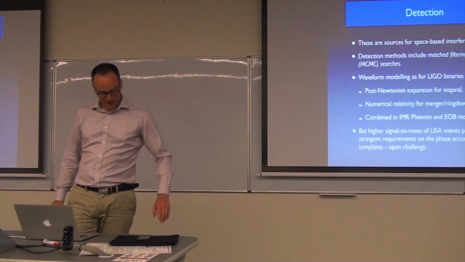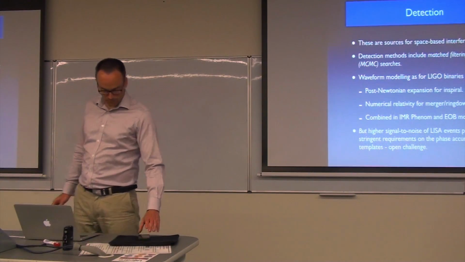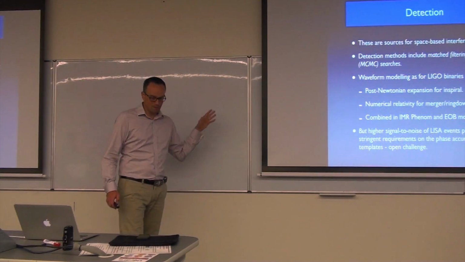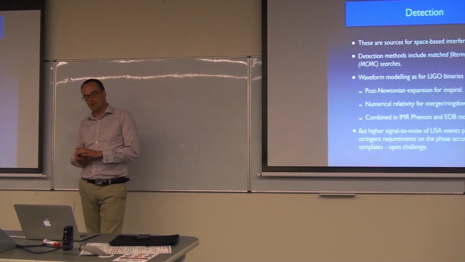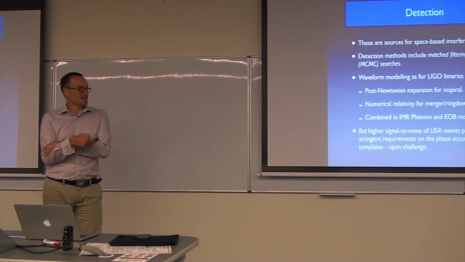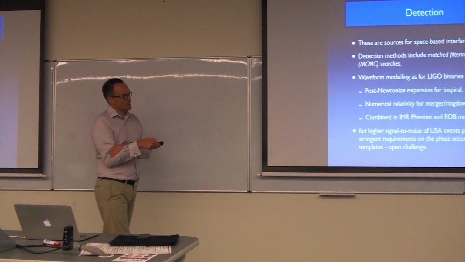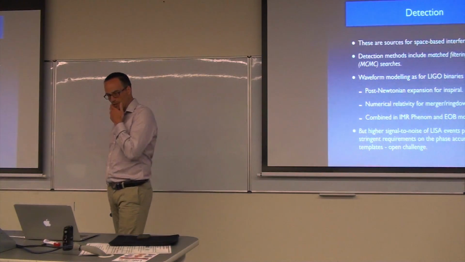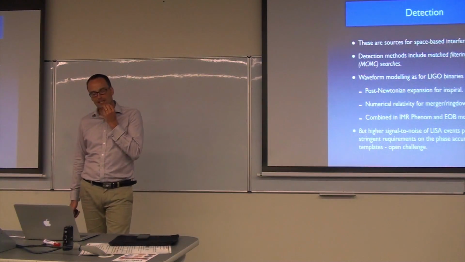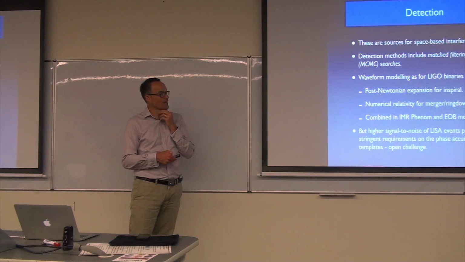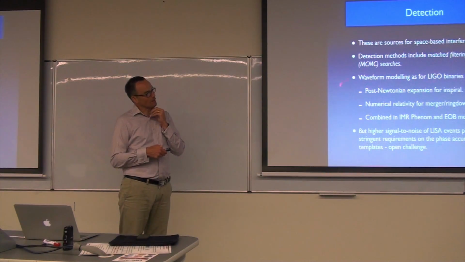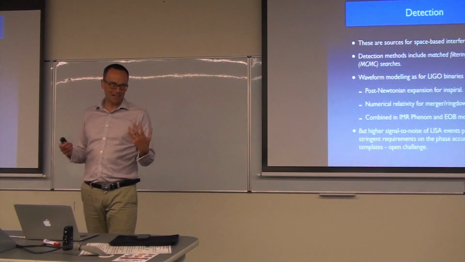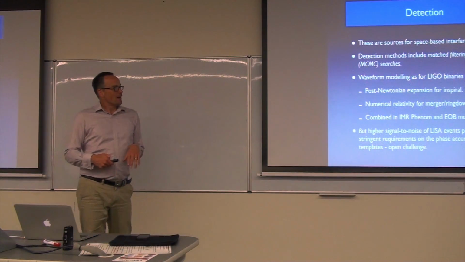Okay, so a couple more things, then I think we'll take a break. As I've said, throughout, these heavier binaries are sources for space-based interferometers. You detect them in the same sort of way that you detect the LIGO binaries, using a combination of matched filtering, possibly unmodelled searches, and in LISA people have looked a lot at using stochastic searches. If you don't know what these things mean, that will be hopefully clearer after this afternoon's lecture.